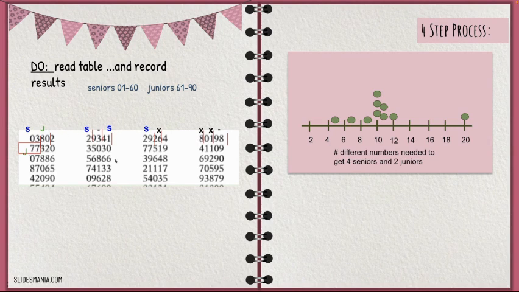So we've got to count up how many trials we went through. 1, 2, 3. We ignore this one. 4, 5. We have to include this one because that's a trial that gave us a senior, but we didn't want a senior. 6, 7, 8. We ignore the 98. So 9. So that would go right here at this green dot. Number of different numbers needed to get 4 seniors and 2 juniors. So then this would be repeated, okay?